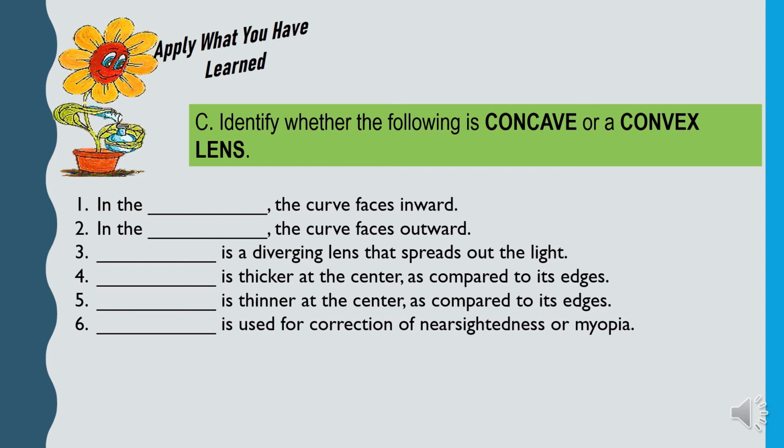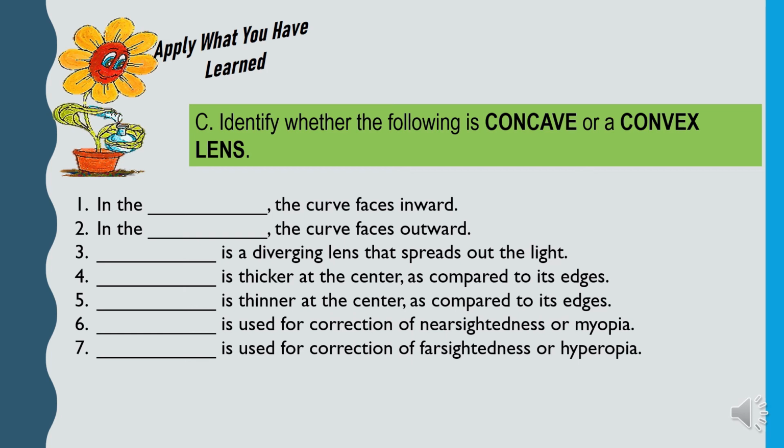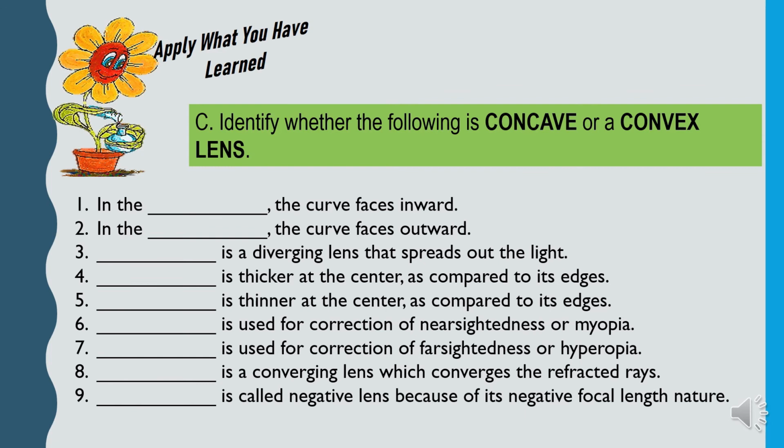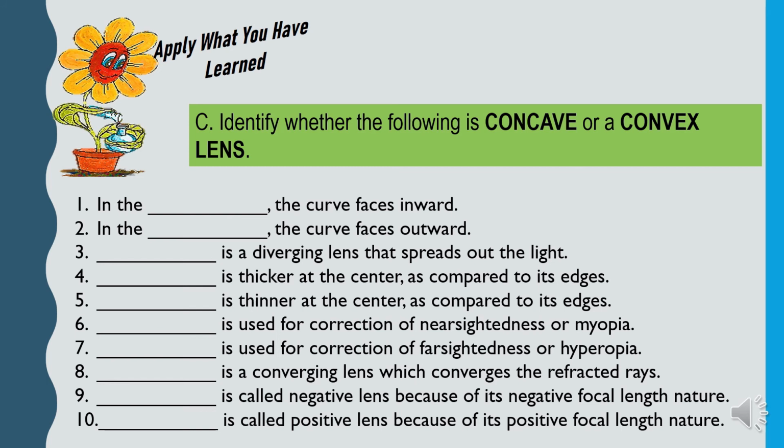6. Blank is used for correction of nearsightedness or myopia. 7. Blank is used for correction of farsightedness or hyperopia. 8. Blank is a converging lens which converges the refracted rays. 9. Blank is called negative lens because of its negative focal length nature. 10. Blank is called positive lens because of its positive focal length nature.